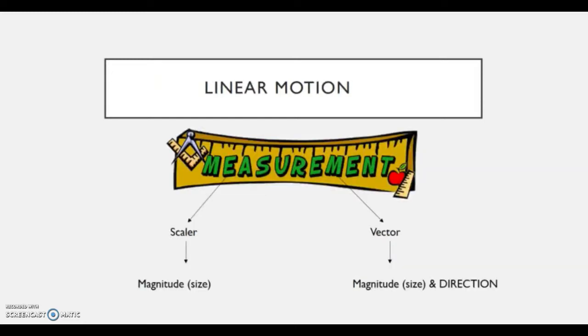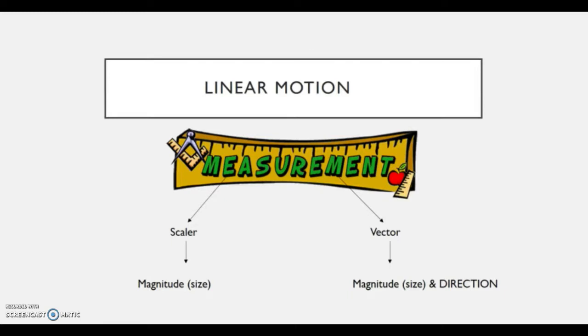In linear motion, both scalars and vectors are a type of measurement. However, they differ because a scalar only tells you magnitude, or the size of that measurement, whereas a vector measurement tells you both magnitude and direction. A scalar tells you how big, far, or fast, for example, whereas a vector puts a direction on it, for instance, how fast, up or down.